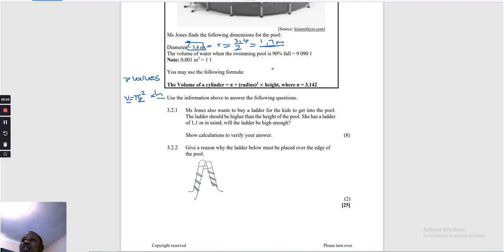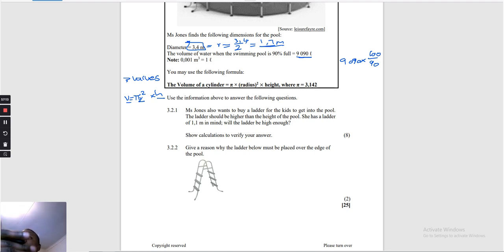It's not going to be according to the water, it's going to be 100%. But they're telling you that when the water is 90% full, it has 9,090 liters. So let's check how many liters we are going to have when the pool is 100% full. We multiply by 100 over 90. If you know the cross-multiplication method, you know why we take the 100 on top and the 90 on the bottom.